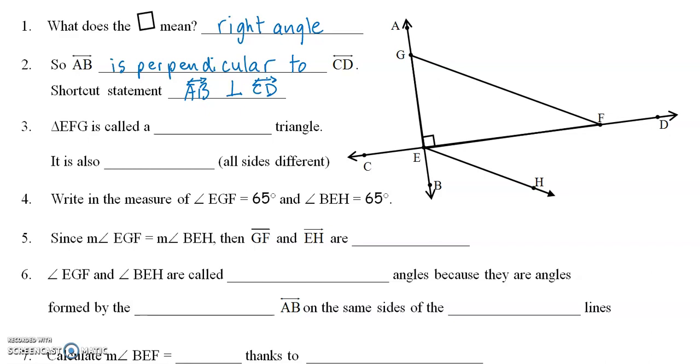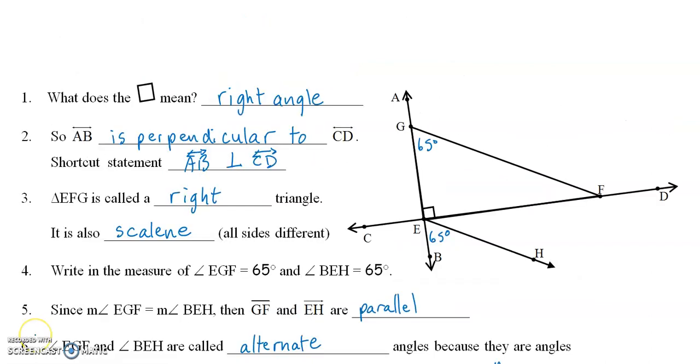Now let's look at triangle EFG. What kind of triangle is it? Well, it's got that right corner, so it must be a right triangle. Easy enough. And it is also considered to be scalene. All three sides are different. Now, we really don't know that for sure yet, but we will when we start looking at some of the angle measures.